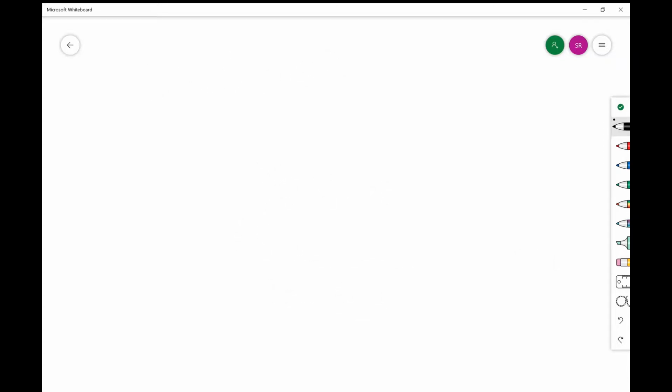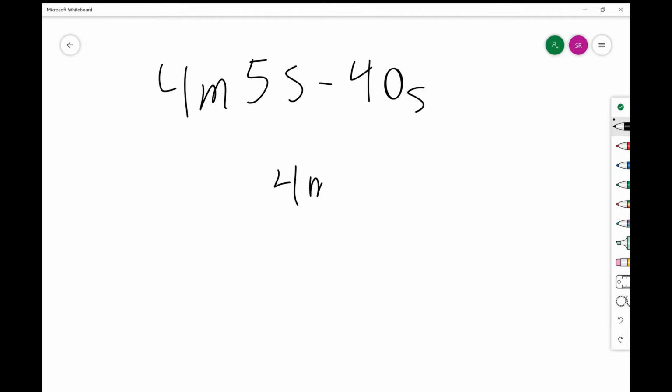And when it's subtracting, you're going to do the same exact thing. So we have 4 minutes, 5 seconds, minus 40 seconds. But this time you want to make sure that you subtract and line up all of the like terms together, which means that all have the same labels. So then 40 seconds. So we can't have 5 minus 40 because we can't have the smaller number on top.